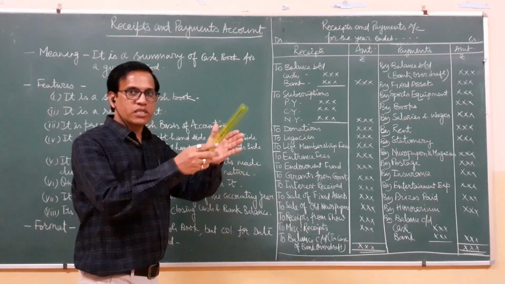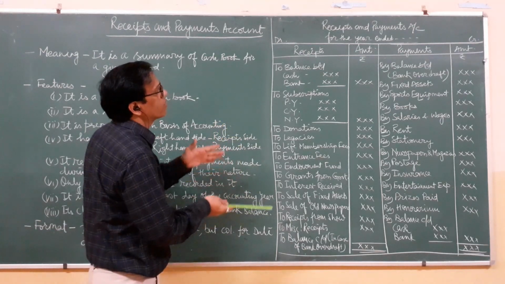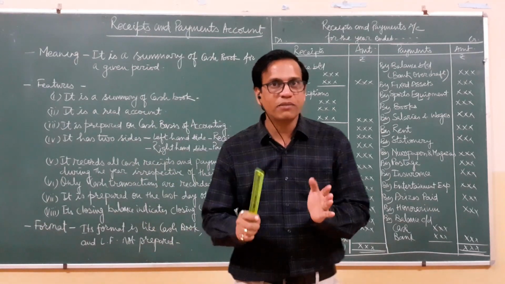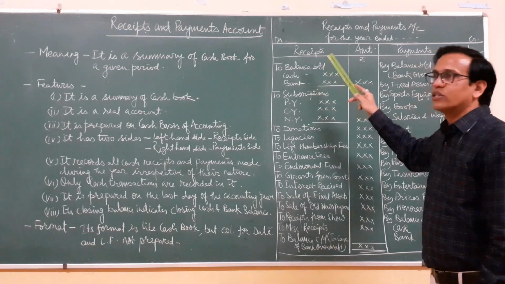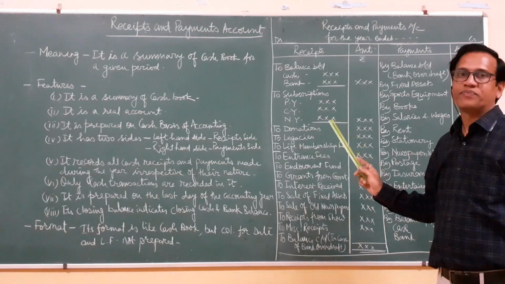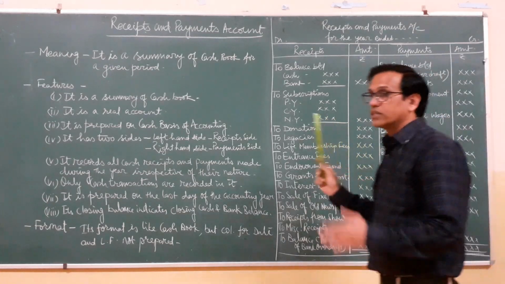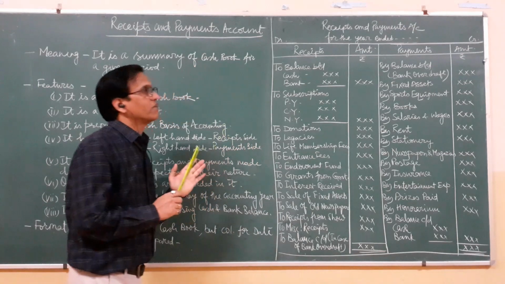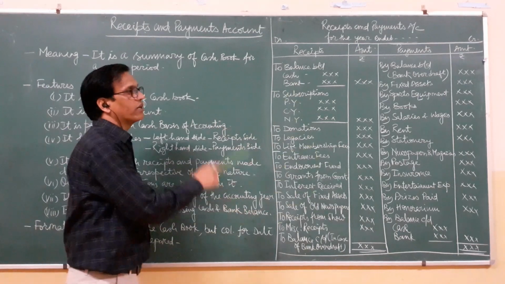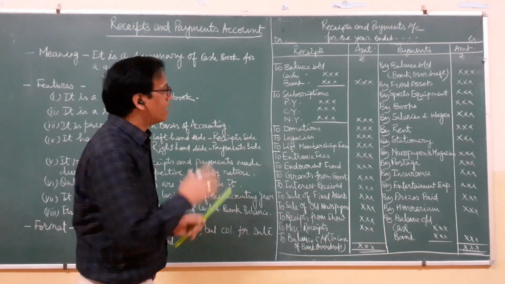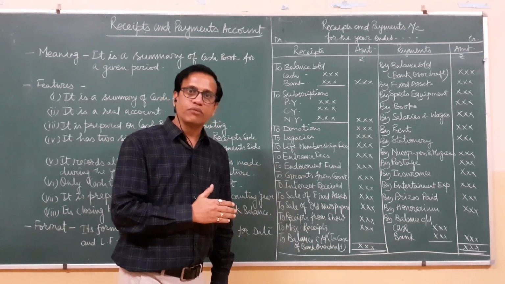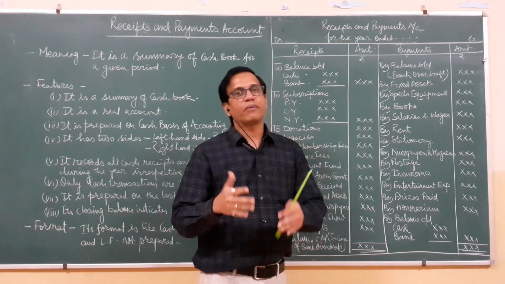You will be given some items, and those items you have to put into this receipts and payments account. While preparing it, what has to be kept in mind is that we have to write all the receipts on its debit side, all the payments on its credit side. Okay, you got it? This is a very simple account which you can prepare easily. If you know how to prepare cash flow, it is not difficult. The only thing to be done is identify the item against which the not-for-profit organization has received money, and the item against which payment has been made.